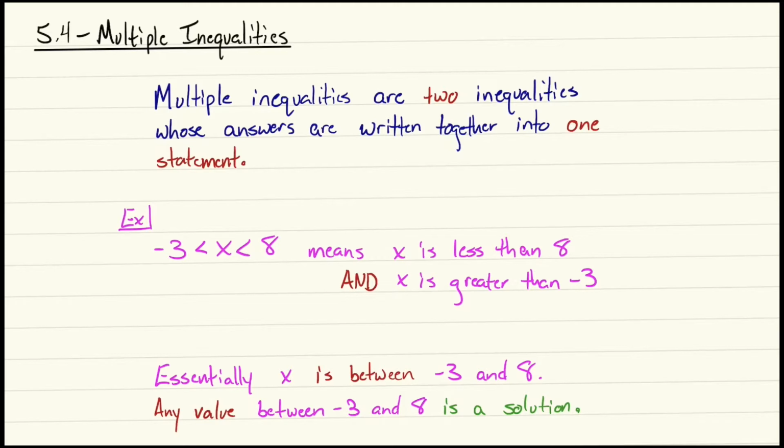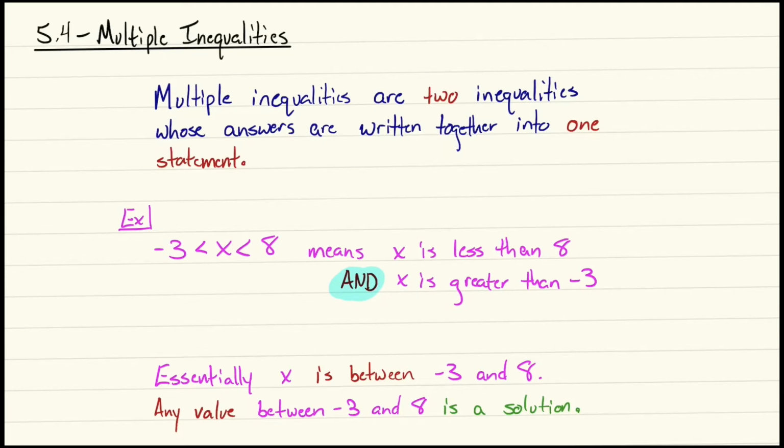At first glance, they look kind of crazy, but once you break it down and see what's going on, it makes more sense. Our example of having two inequalities written into one statement is written here in pink: -3 is less than x is less than 8. This basically means that x is less than 8, and at the same time x is greater than -3.